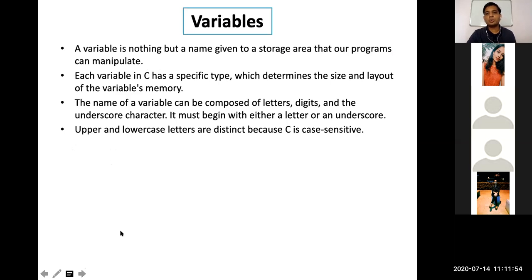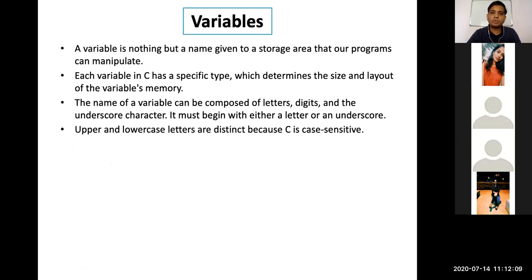We have seen the keywords, but what are variables? A variable is nothing but a name given to the storage. We have our data, and if I want to store that data inside the computer memory.